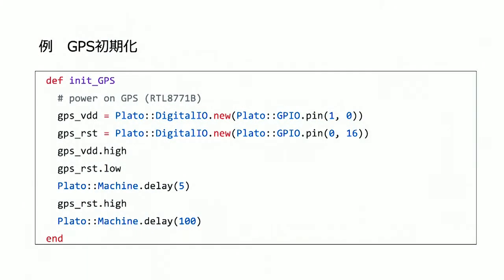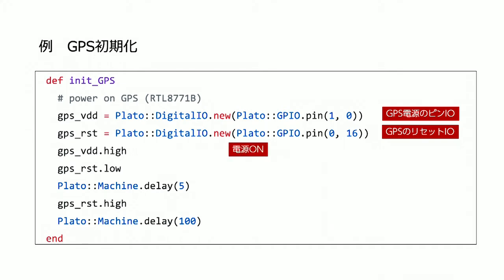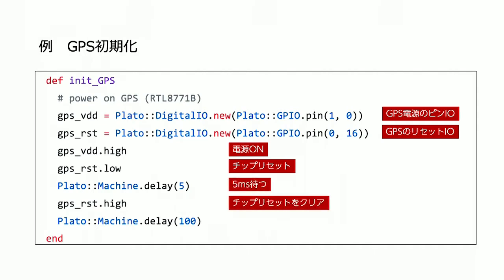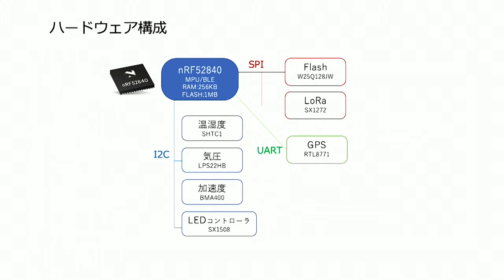And this is how we initialize GPS. So this is based upon the specification. So the power pin is defined, and then we set the IO definition. VDD high, that's on, and then chip set, and wait for 5 milliseconds. And setting chip and clear, and wait for 100 milliseconds. So this is how we do initialization of the GPS, written with Ruby, mruby.